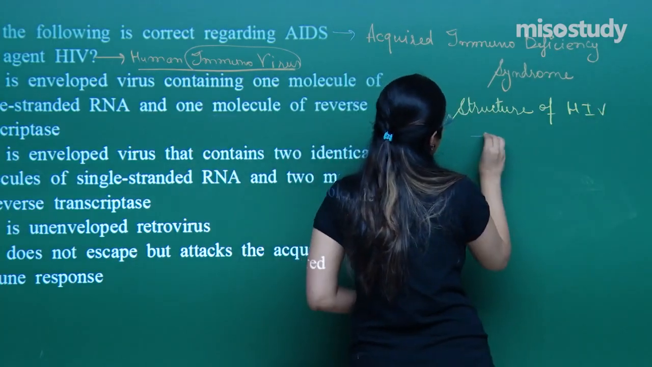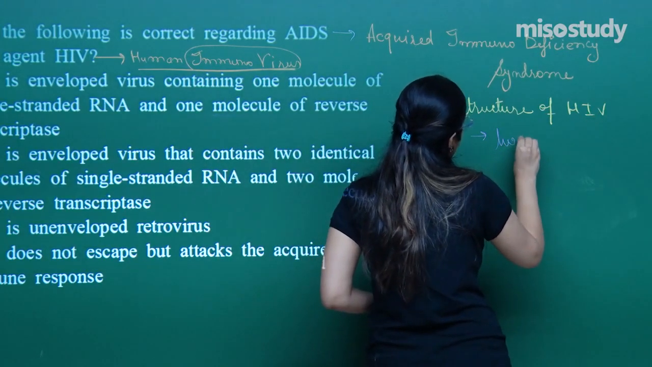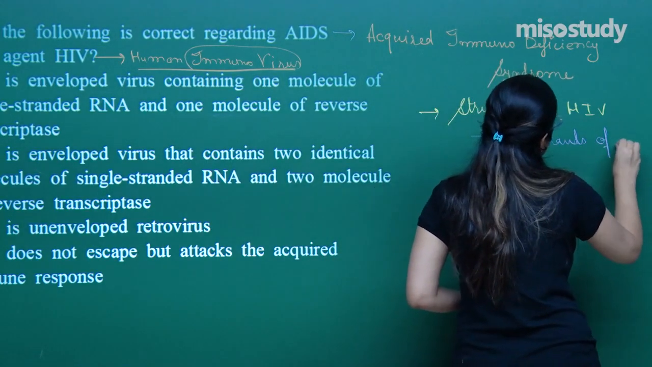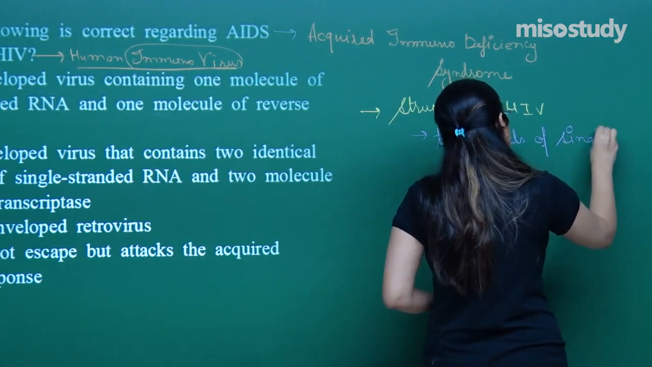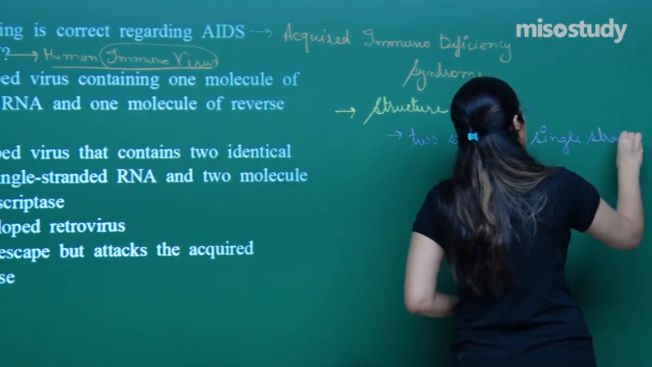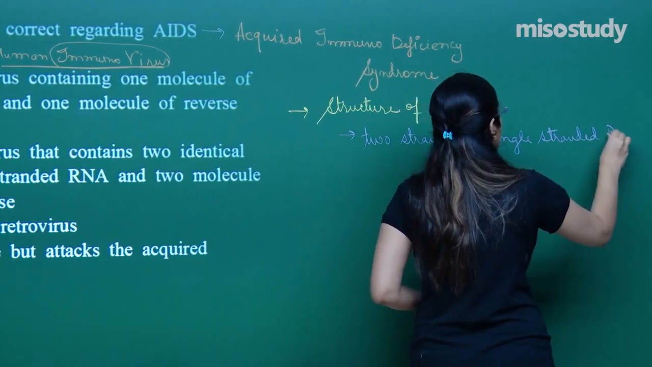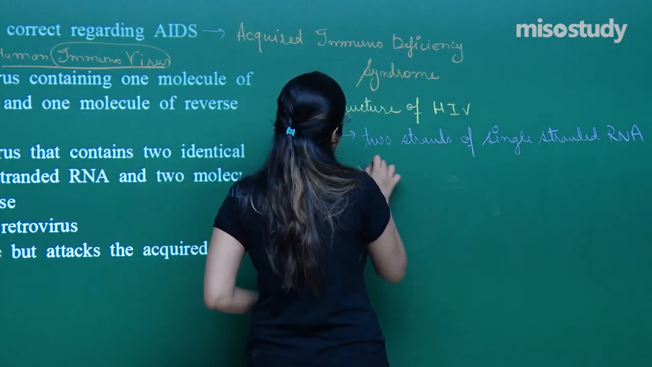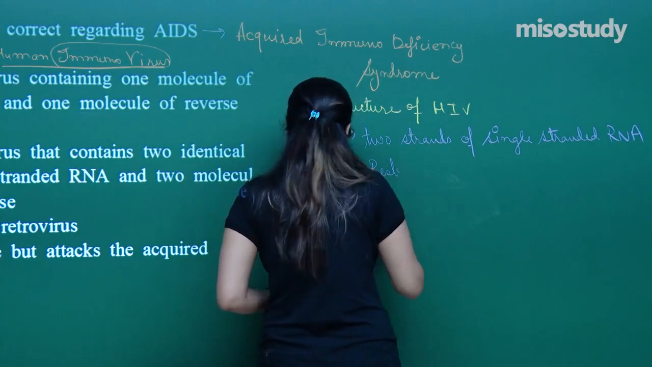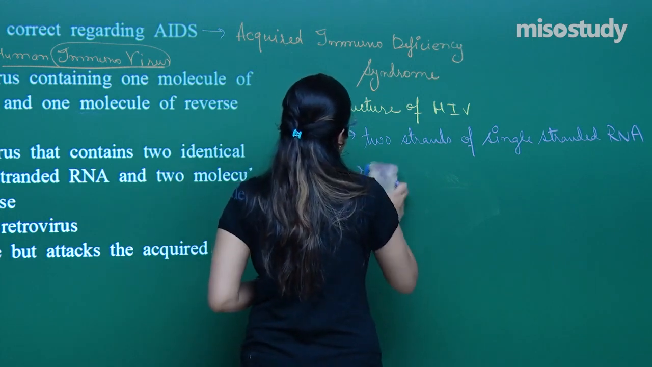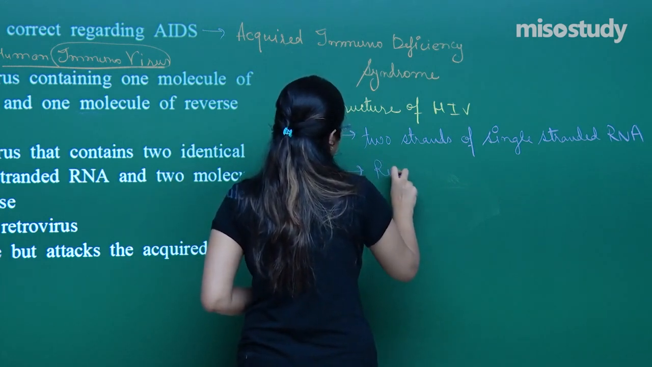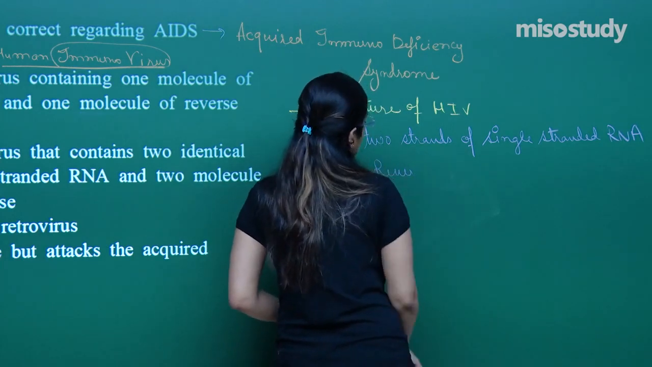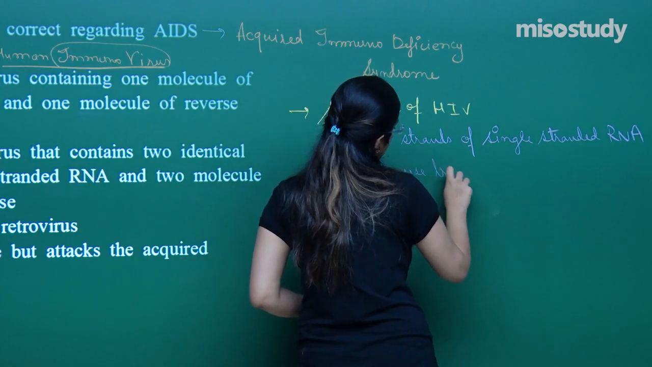we have two strands of single stranded RNA. Similarly, they have the enzyme reverse transcriptase.